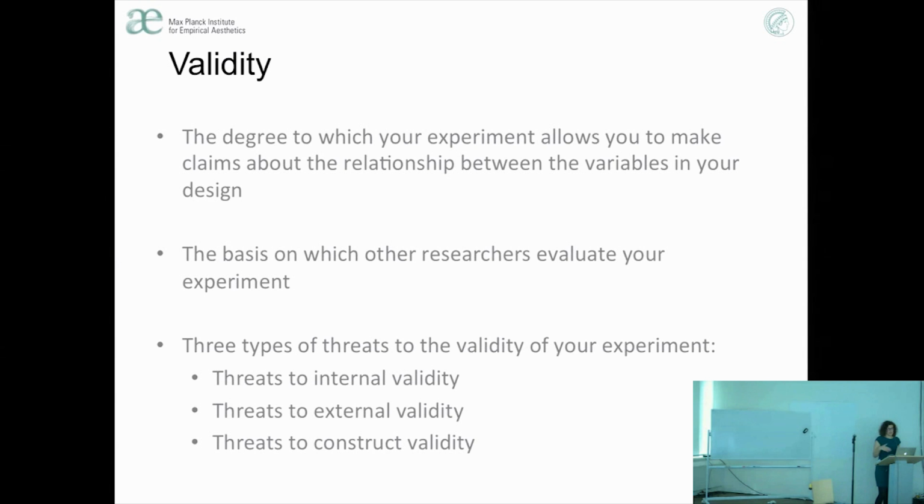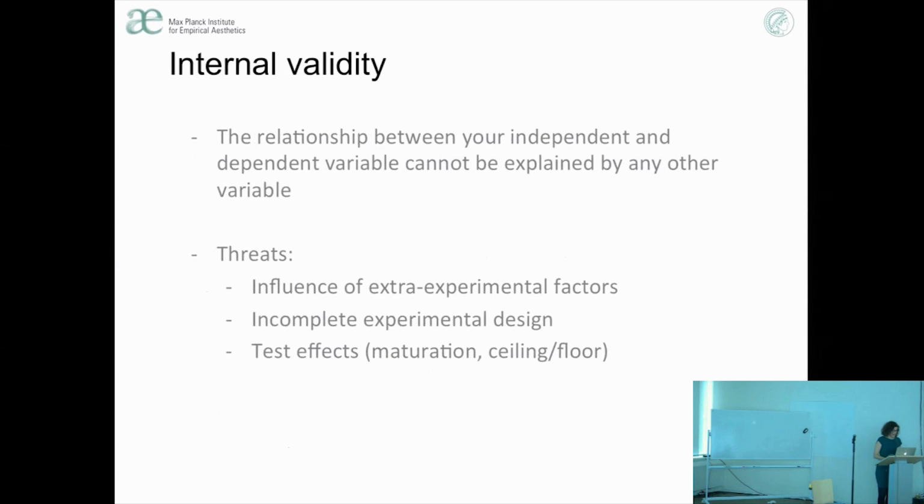Now, there are three types of threats to the validity of your design that you need to be aware of. So those are the threats listed down there. Threats to internal validity, threats to external validity, and threats to construct validity. And I will go through each and every one of them and give you some examples.